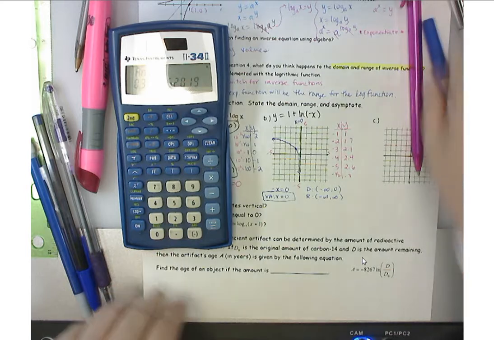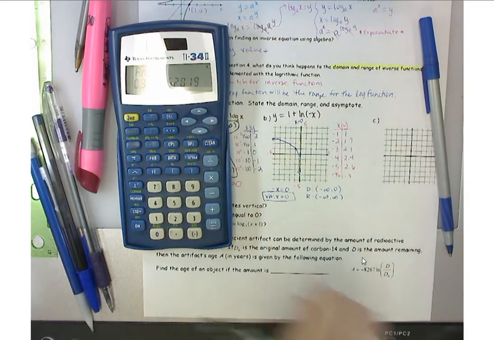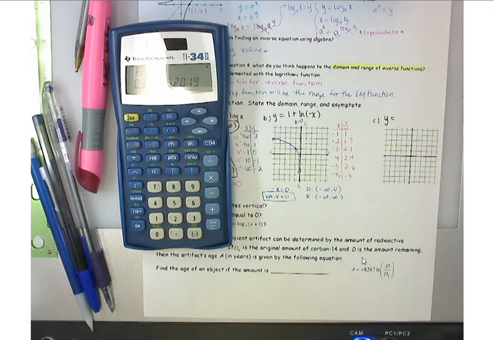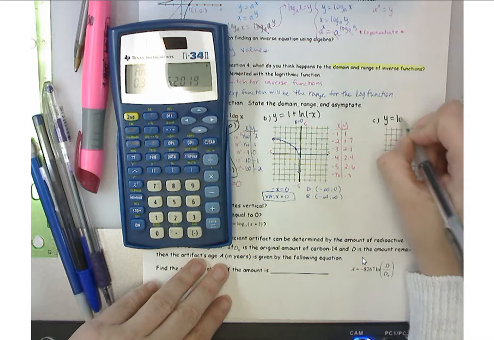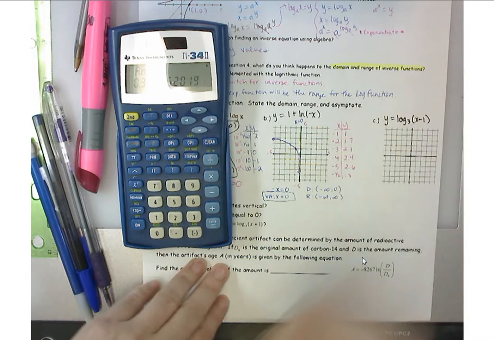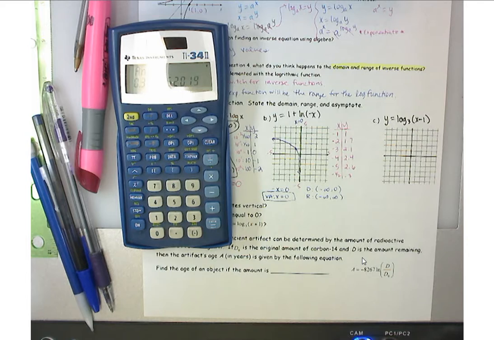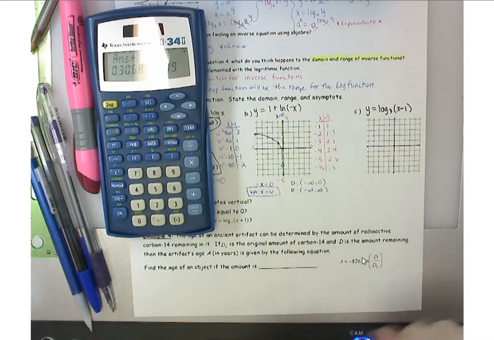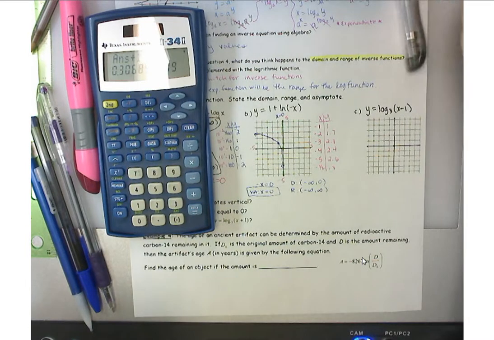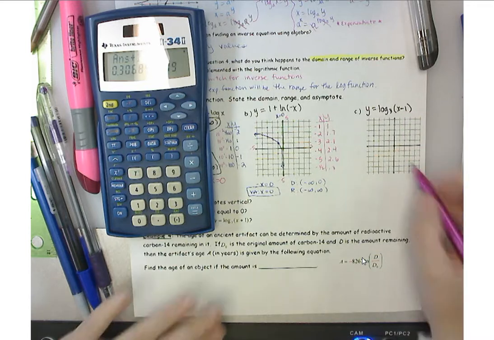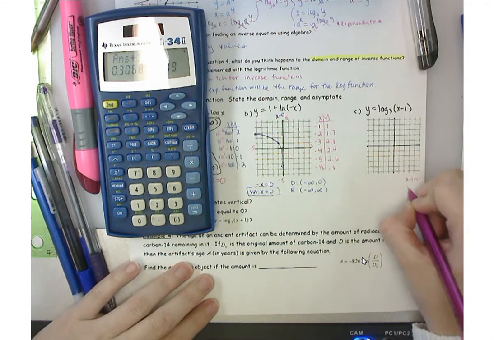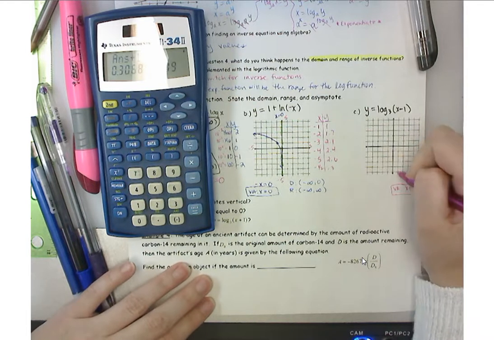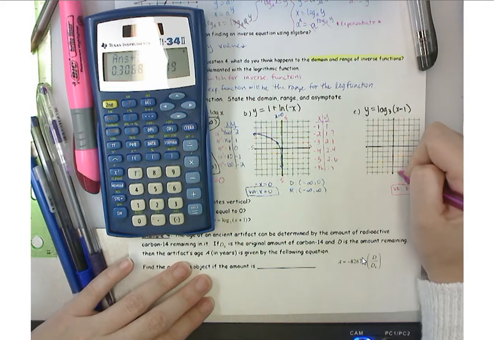All right, and then for part C, we have y equals log base 3 of x minus 1. So based on this, should we find our vertical asymptote right away here? Yeah, I just have to take x minus 1, set it equal to 0. And what's my vertical asymptote? X equals 1. Okay, and then I can even put that in if I want. I think I did put it in here.